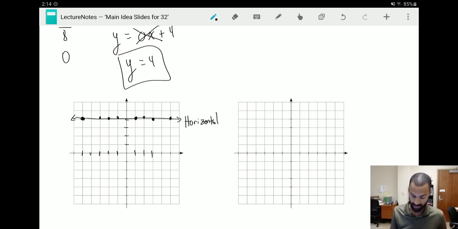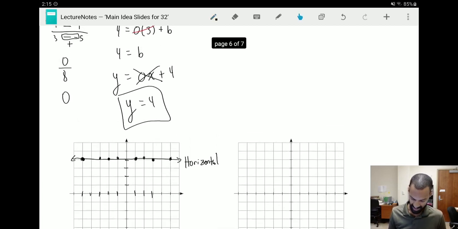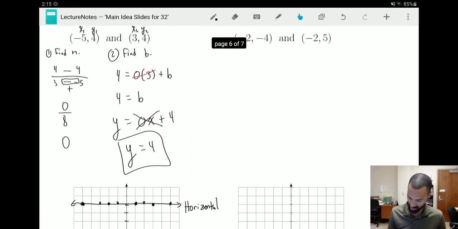Okay, so the slope is also 0 because the line is perfectly flat, if I draw it decently, right? It's a perfectly flat line. There's no steepness to it. Okay, so keep that in mind. Let's do this next one right here. You may notice what's going to happen here.